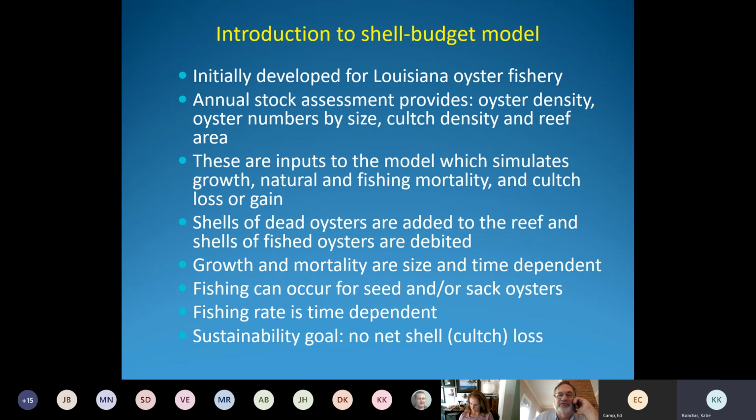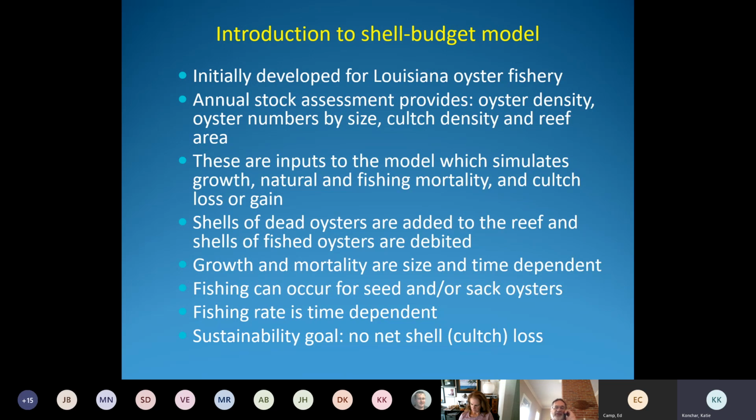These are the inputs into the model, and the model simulates growth, natural and fishing mortality, and culch loss or gain. As oysters die, they're added to the reef, and as the shells are fished, those shells are debited from the reef.